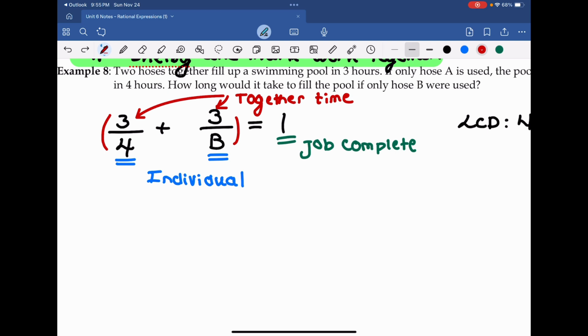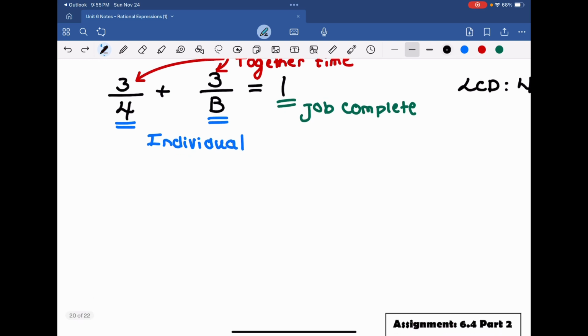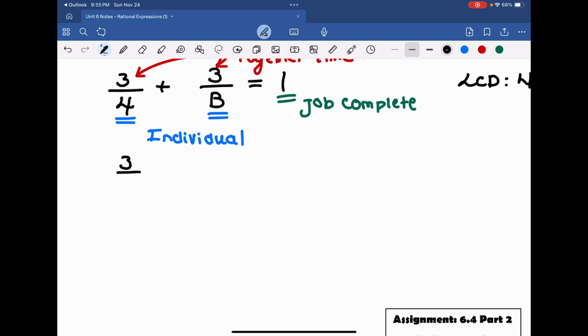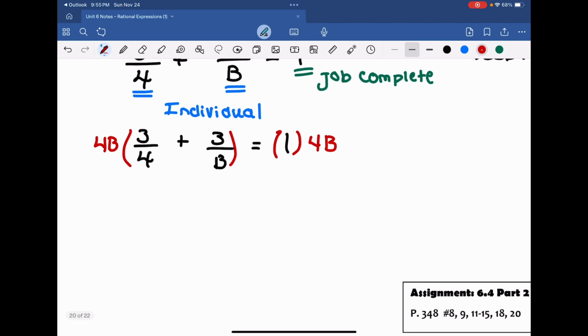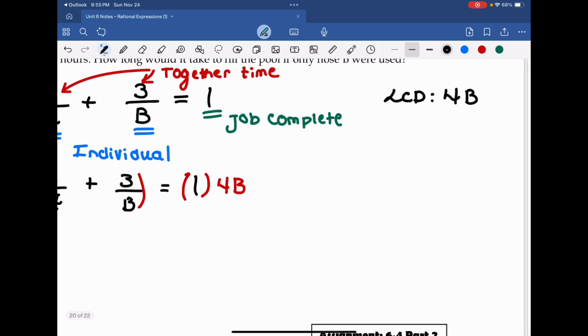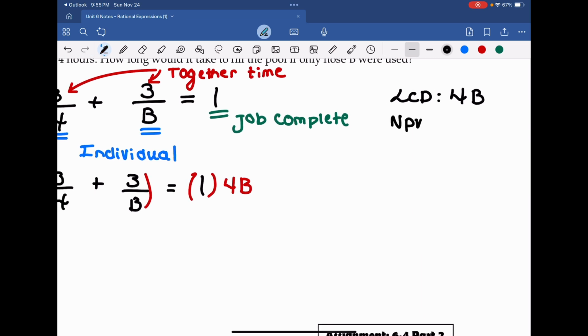And maybe just to avoid some overlap here, I know we've been doing this on the past couple problems, maybe I rewrite this just so that we can keep it all neat. So 3 over 4 plus 3 over B, which is equal to one job being complete. I'm going to multiply both sides by the LCD, which in this case is 4B. There we go.